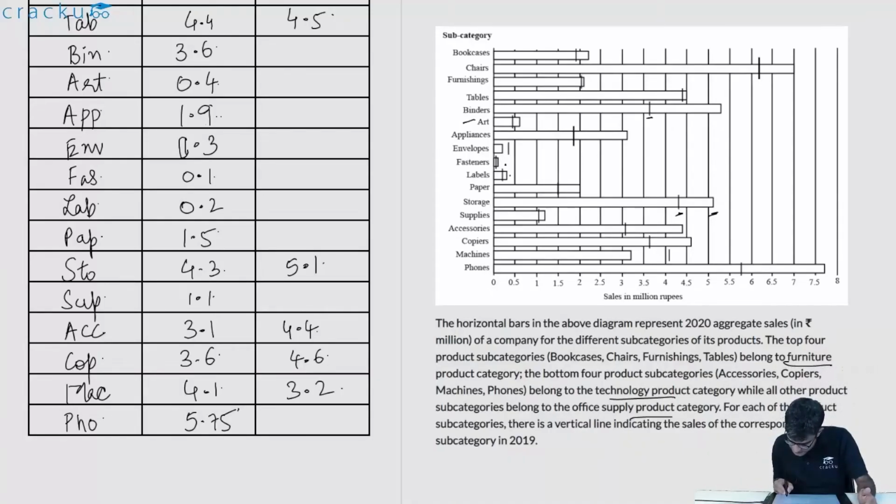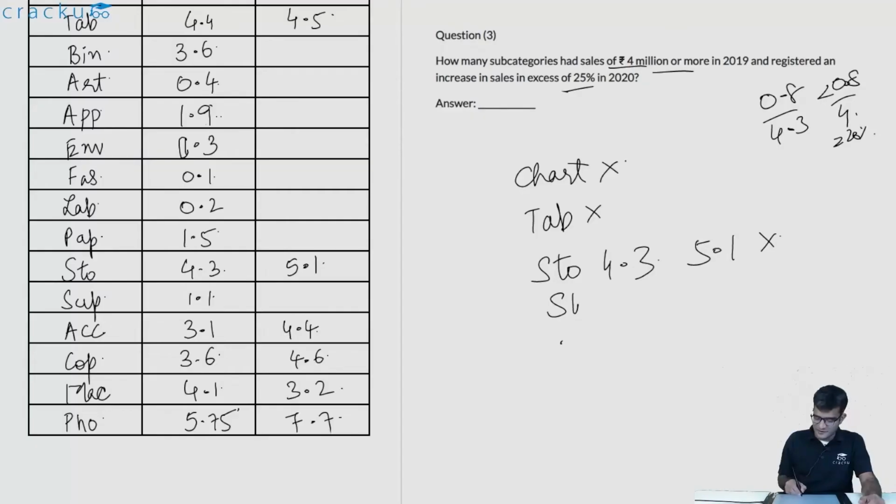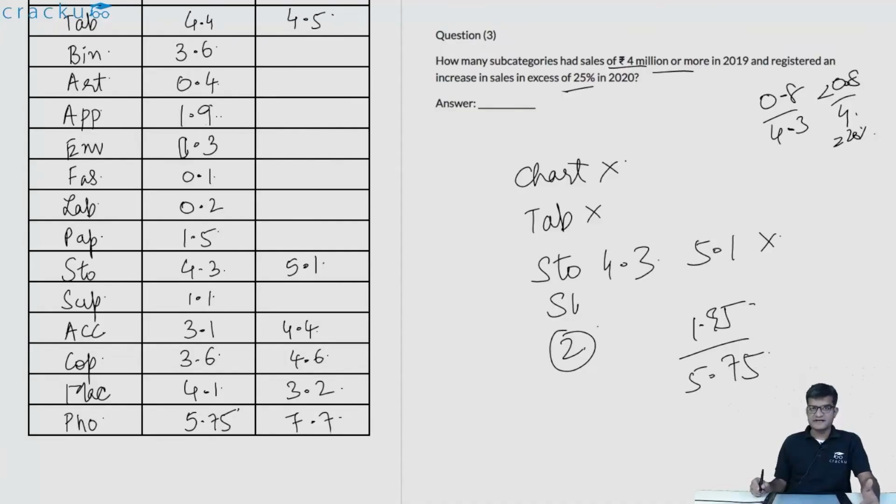It has increased to something like 7.7. So the increase is definitely greater than 25%. How can we say that? Because the increase is approximately 2. It is slightly less than 2. It is say 1.95 and the base is 5.75. If you want 25% increase, the base has to be 4 times the numerator. In this case, the base is less than 4 times the numerator. So immediately you can say that this is greater than 25%. You can actually calculate it, but this will definitely be greater than 25%.